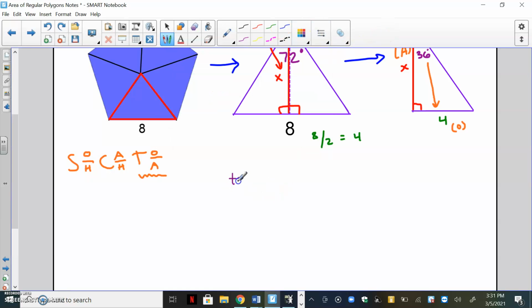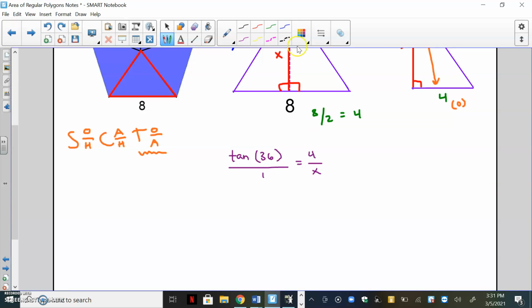Okay, so tangent of 36 over 1 equals O over A. My O is 4, my A is X, so I'm going to do 4 over X. Alright, so now that I've done that, I'm ready to cross multiply. This diagonal, 1 times 4, is going to give us 4. This diagonal is literally just going to give us X times tangent of 36. We can't really do anything with that right now.